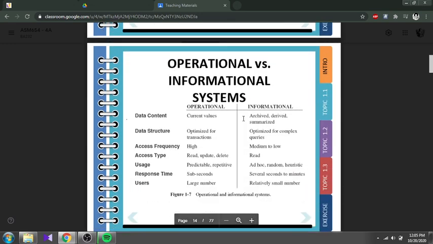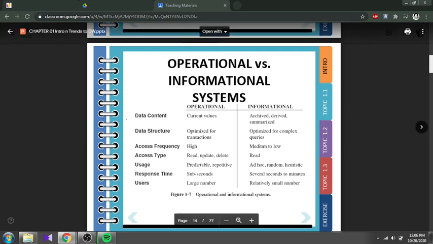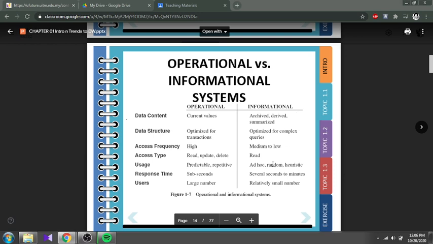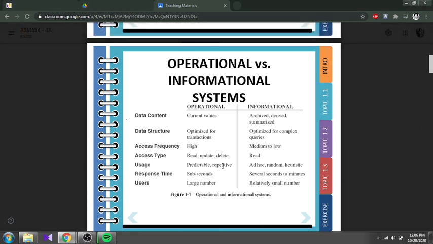Okay, and then we look at operational versus informational systems: data content, data structure, access frequency. For informational, actually I can see it's simplified. On usage, it is predictable and repetitive for operational, just like the TPS, the same similar things happening again and again. But for the informational, it is ad hoc, random, and heuristic, how people make judgments to solve the problem quickly.